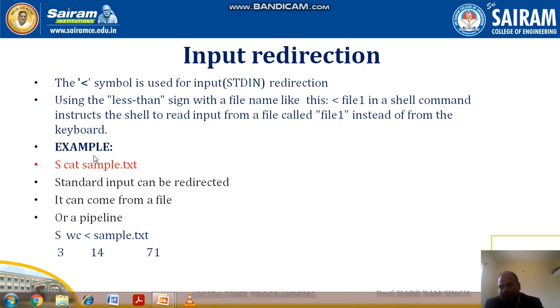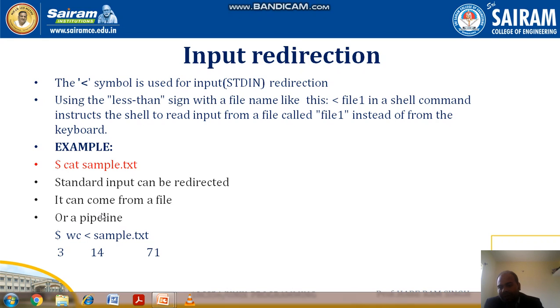Now for example, cat sample.txt displays the content of sample.txt, which I have shown here. The content of sample.txt is standard input, and it can be redirected. It can come from a file or a pipeline.